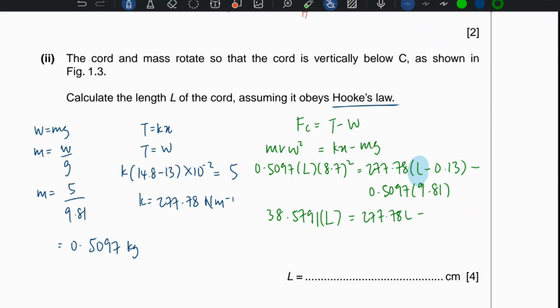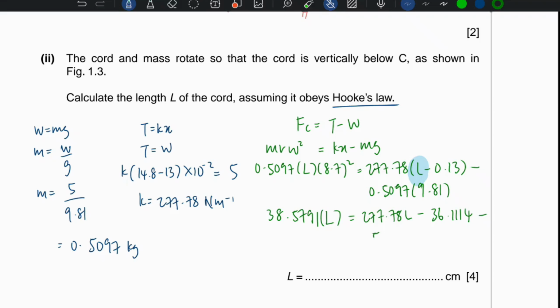277.78 times 0.13, 36.1114. Okay. Minus 0.5097 multiplied by 9.81. Hey, why would I even do this?